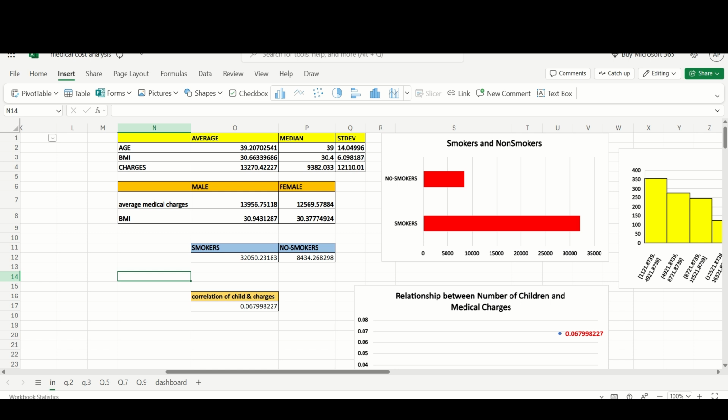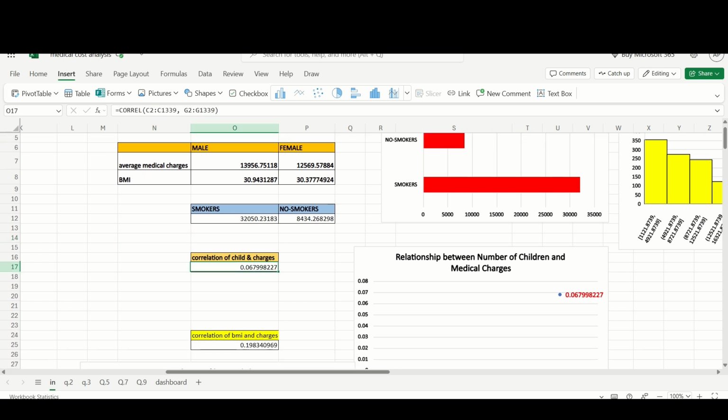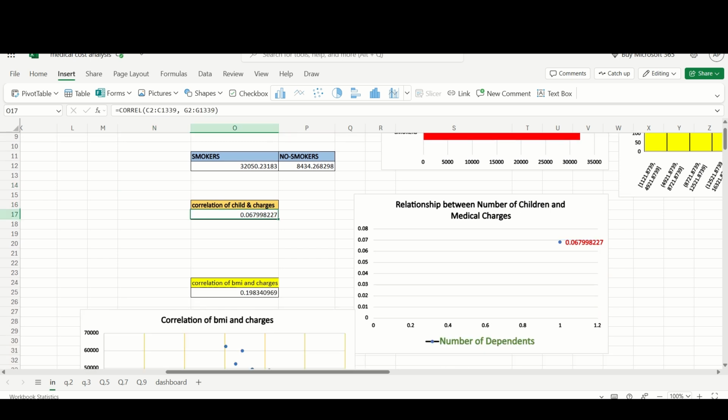So there is a very weak positive correlation which is close to 0, which indicates almost no relationship. You can see it is 0.067. Based on this output, I have created a scatter plot chart. This one, you can see there is only one point and the value is 0.067.